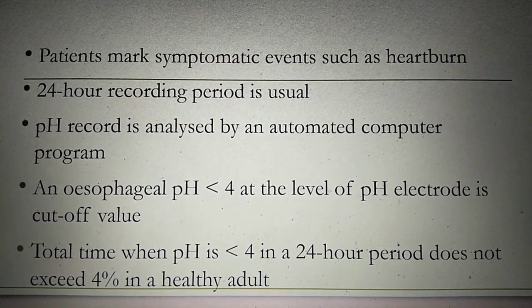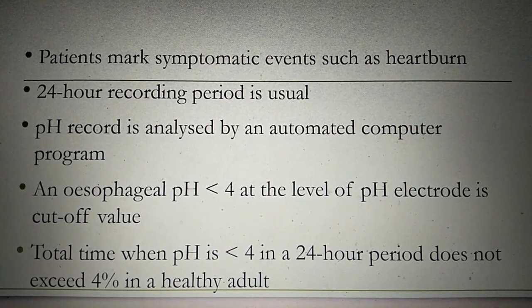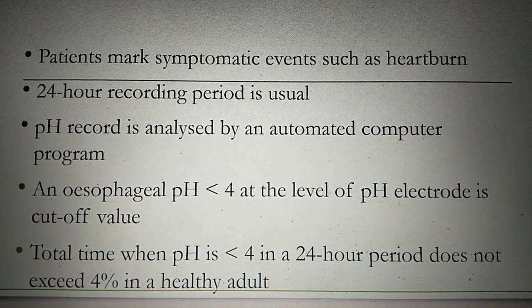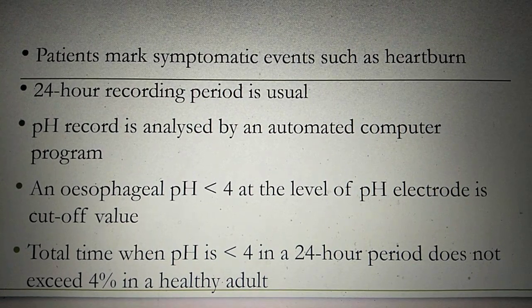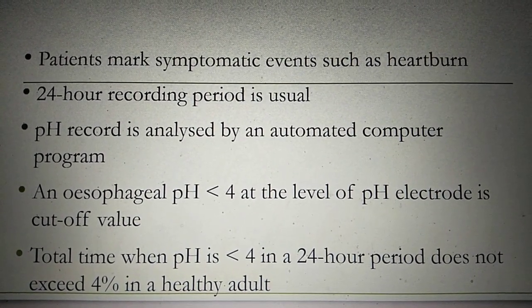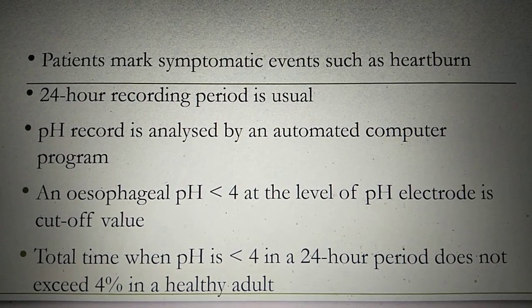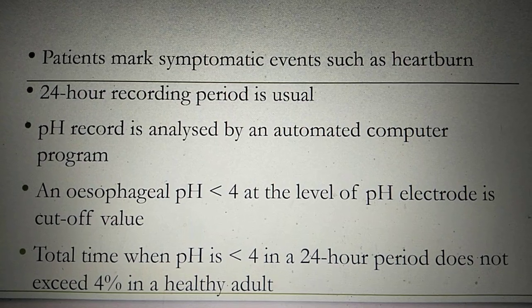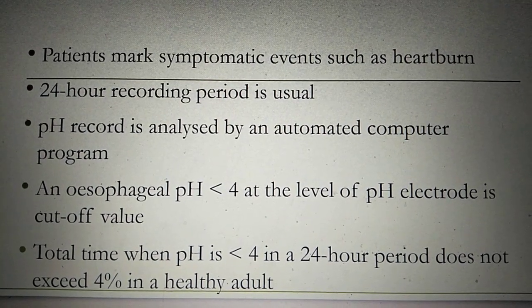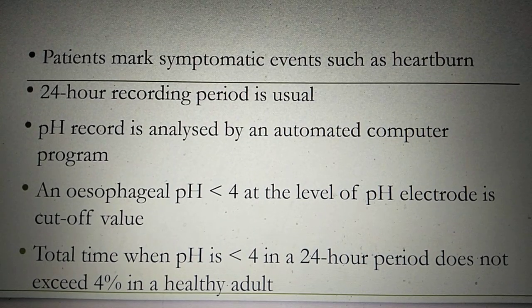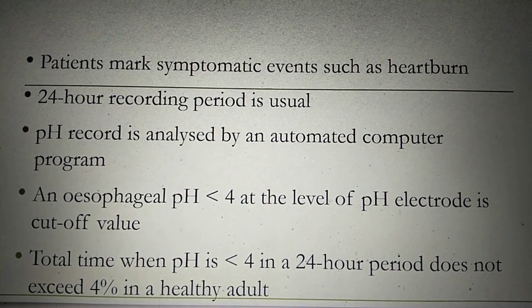The pH record is analyzed by an automated computer program. And remember this figure, pH less than 4. Usually esophageal pH less than 4 at the level of the pH electrode is taken as the cutoff value. The total time when pH is less than 4 in a 24-hour period should not exceed 4% in a healthy adult.